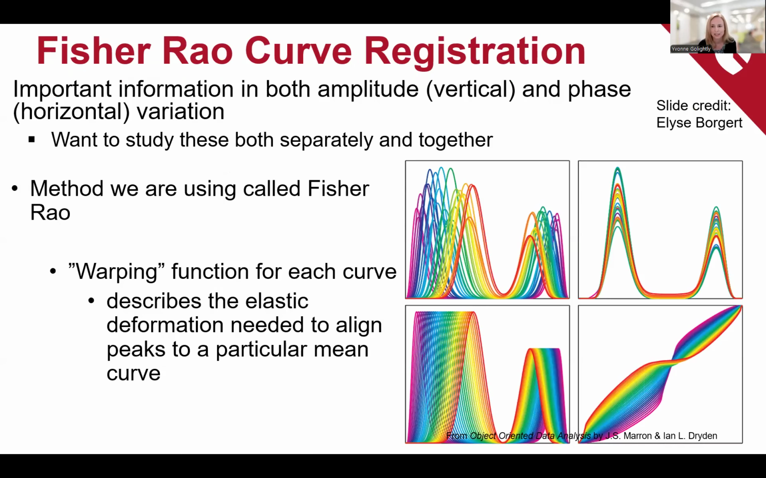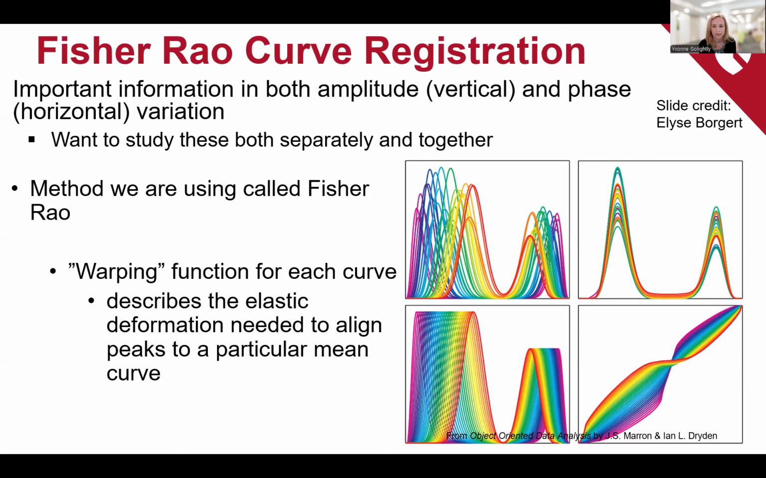So the curve registration approach that we used is called Fisher-Rao, and what it does is it uses information about the amplitude on the vertical axis and the phase on the horizontal axis. And variations in amplitude and phase are separated and captured by aligned data and then what we call warping functions. So these warpings are functions that we apply to the original data that stretch or compress the original curves and summarize that phase variation to try to get the peaks perfectly aligned so that then we can analyze them.